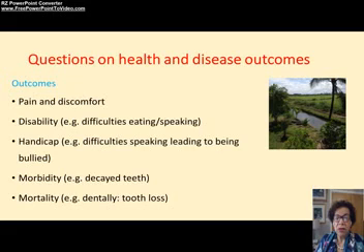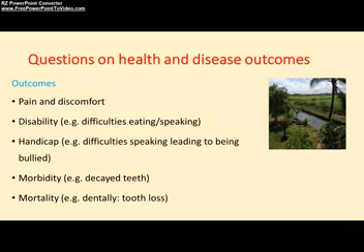In a dental context, a mortality outcome would be tooth loss, and a morbidity outcome may be tooth decay or periodontal disease. Clearly specifying outcomes that we wish to achieve is an important component of asking clear questions when setting up effective reviews of the literature in these topic areas.